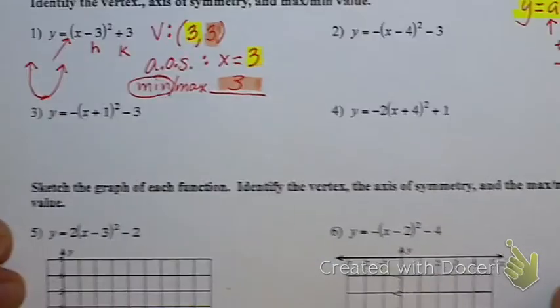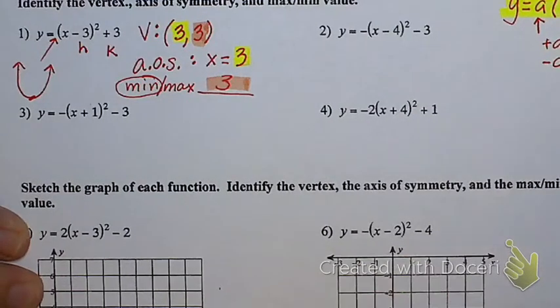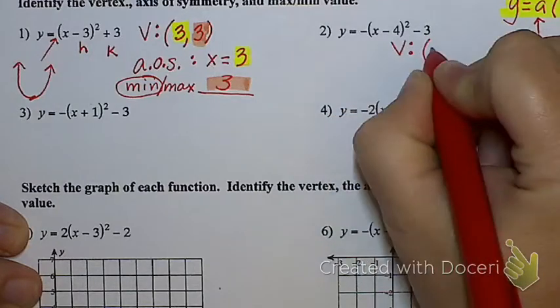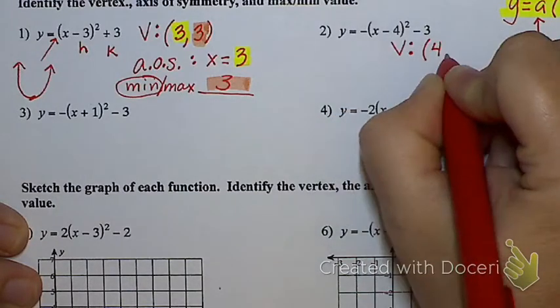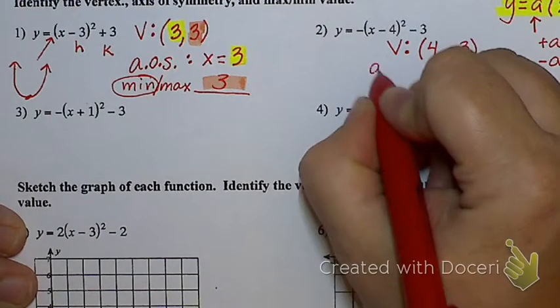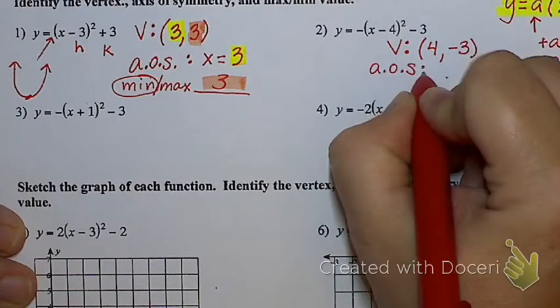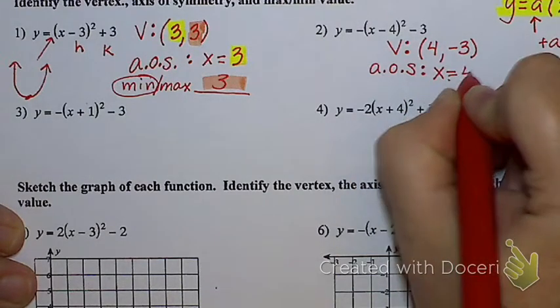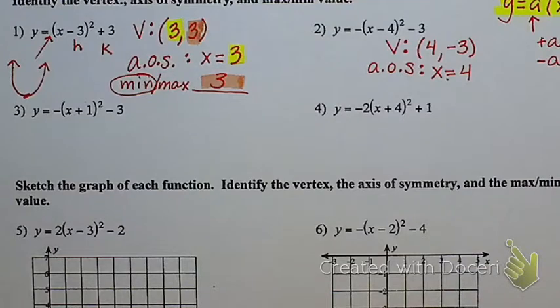Okay? Let's look at number 2. What is the vertex in number 2? Positive 4, because I have to change the sign. Negative 3. What is my axis of symmetry? x equals 4. It must be an equation, and that seems really lame. But if it's not an equation, it's not a line. It's just a number. And your axis of symmetry is a line on your graph.